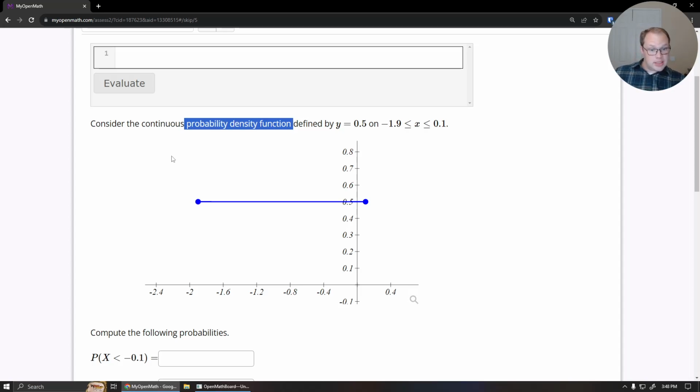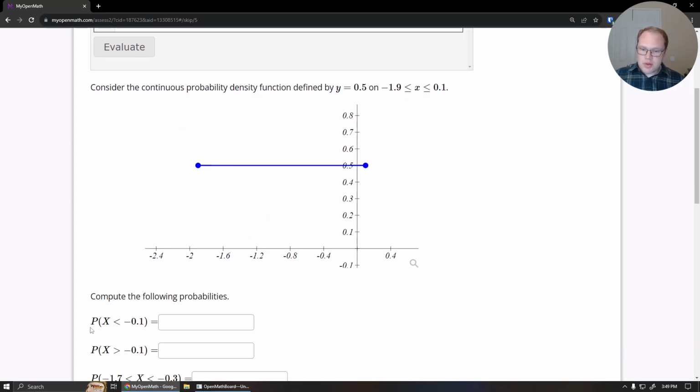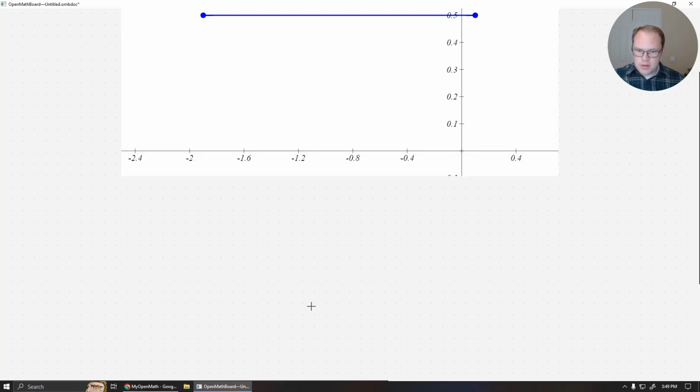In the last example, we had to show that it was a probability density function, or we were asked if the function was a probability density function. Here we're told straight out this is a probability density function, which means the total area underneath this is going to be equal to 1. So let's go ahead and start with computing that first probability. We want the probability that x is less than negative 0.1.